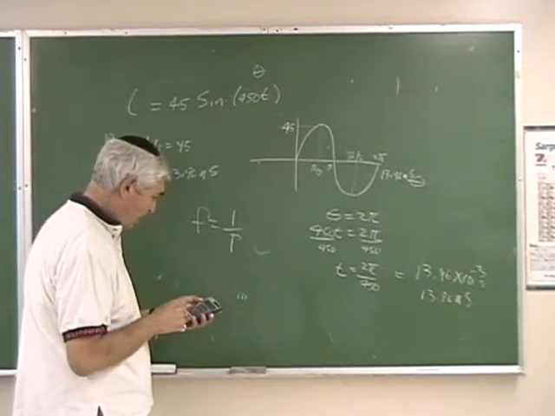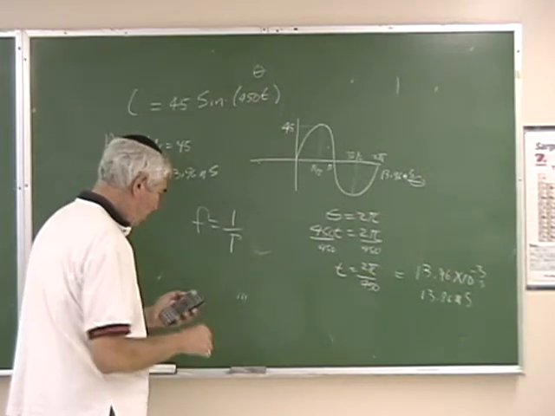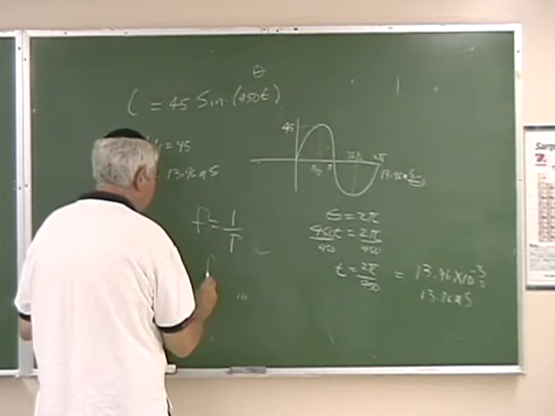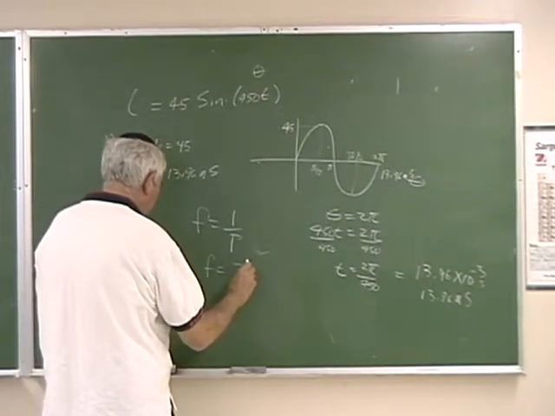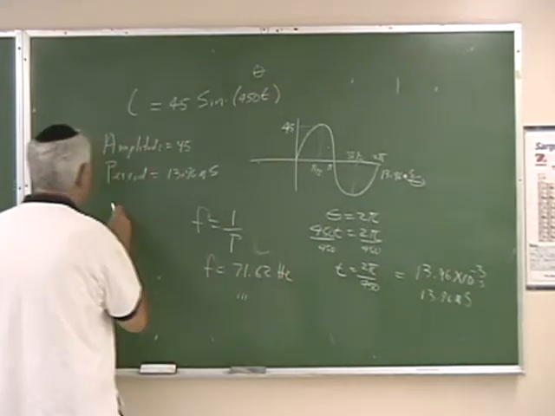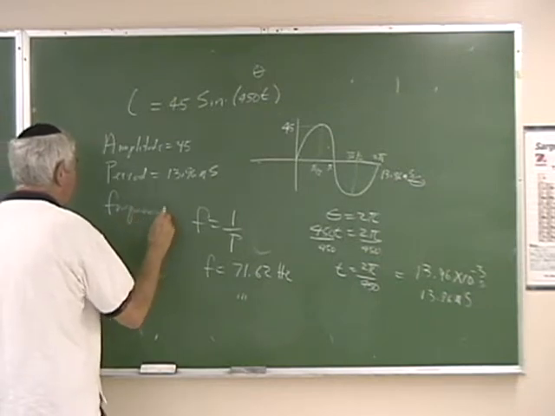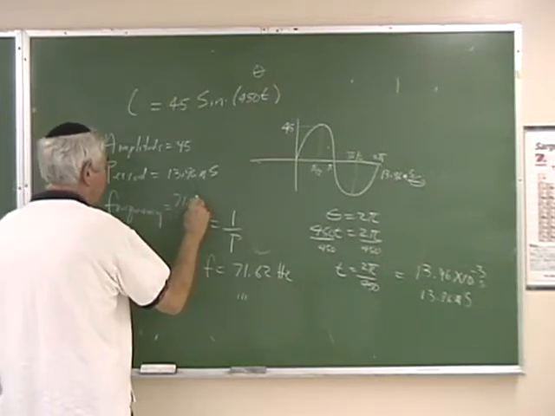So if I go y to the x, 1 with a minus sign, and take the inverse, the frequency would be 71.62 hertz. So the frequency is 71.62 hertz.